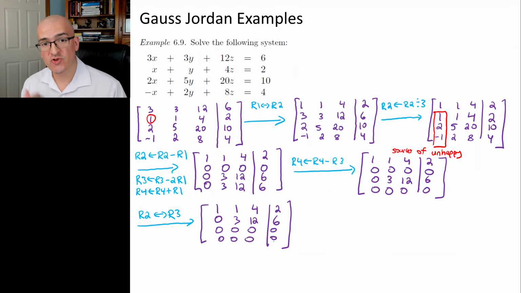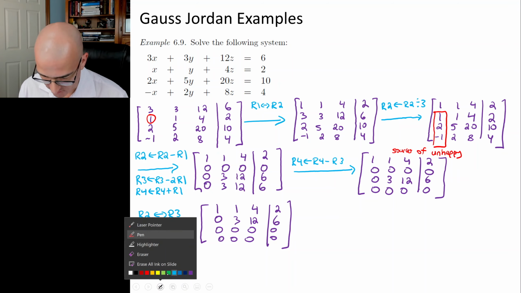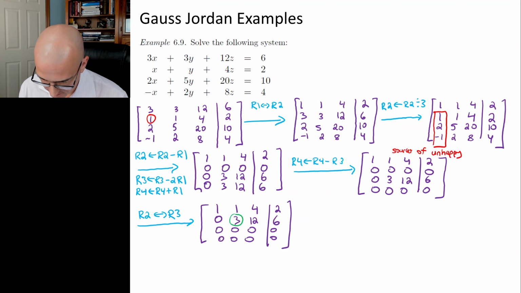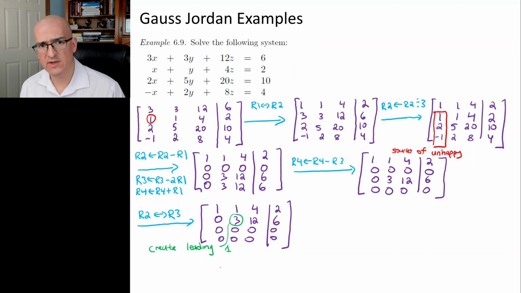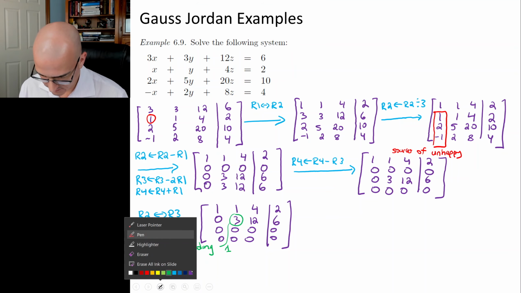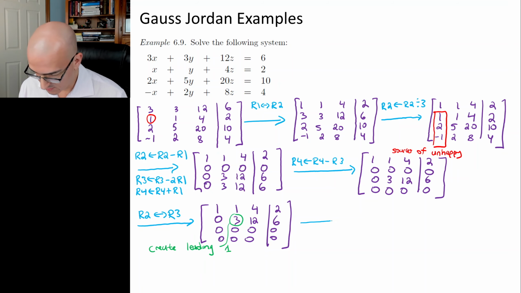So I'm gonna make a leading 1 at that position where the 3 is. Create a leading 1. It doesn't even know it's unhappy yet because it's not a leading 1 yet. So I'm going to replace row 2 by row 2 divided by 3.